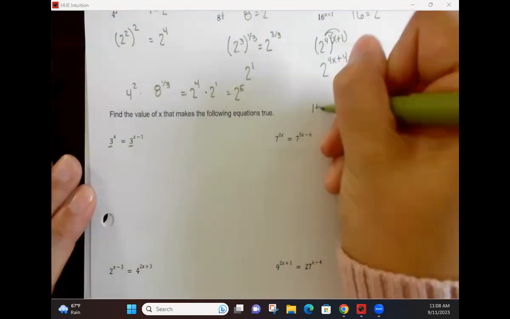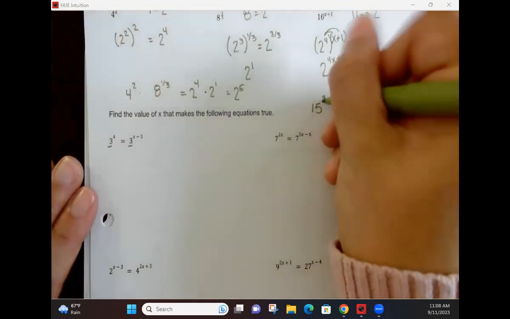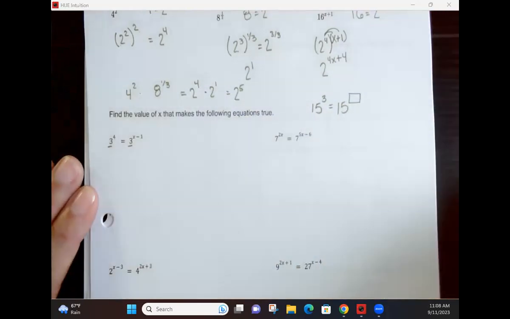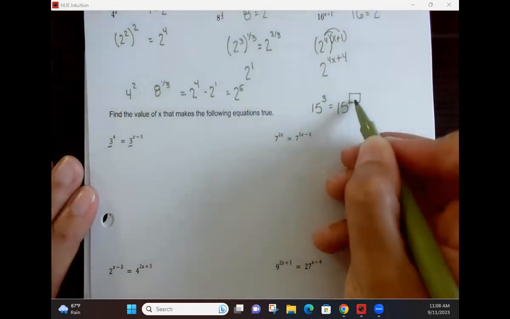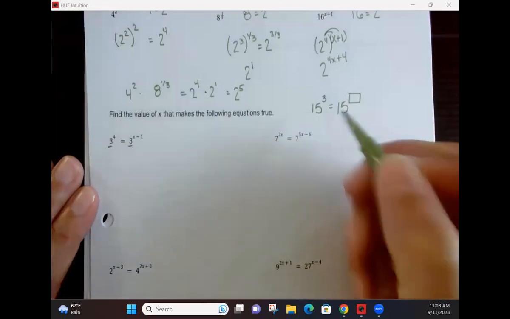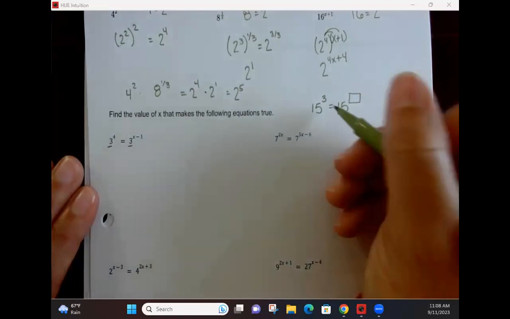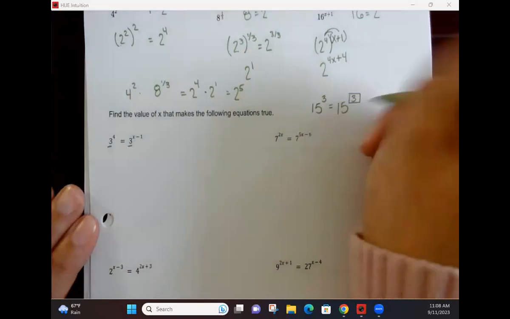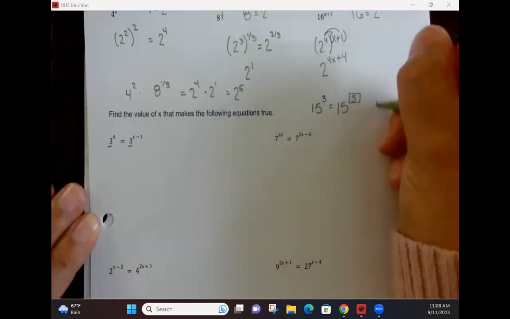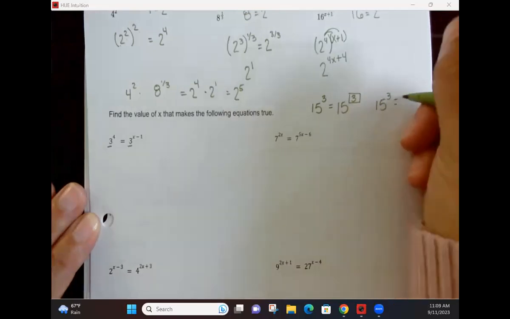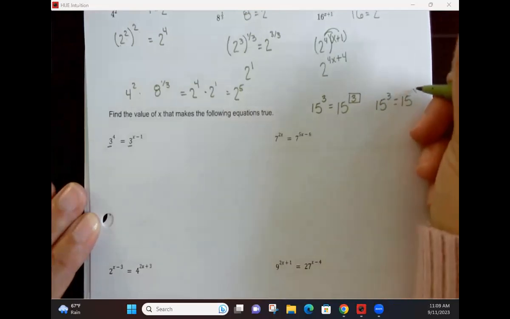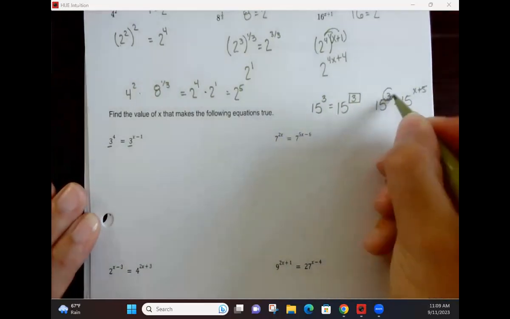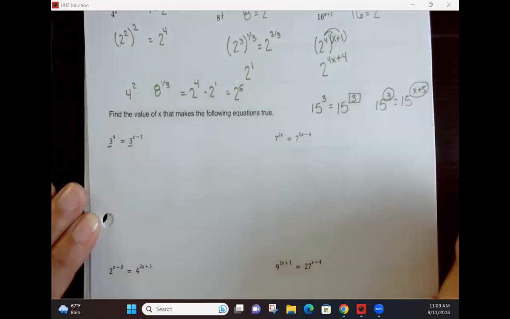So if we had, let's say, 15 to the third power was equal to 15 to the something power, what's the only thing I can put in that box and have this equation be true? Have one side be equal to the other. 15 to the third power is equal 15 to the third power. They have to match, right? The exponents have to be equal. This same idea applies if I've got 15 to the third power equals 15 to the x plus 5 power. That means that whatever I have here has to be the same as whatever I have here.